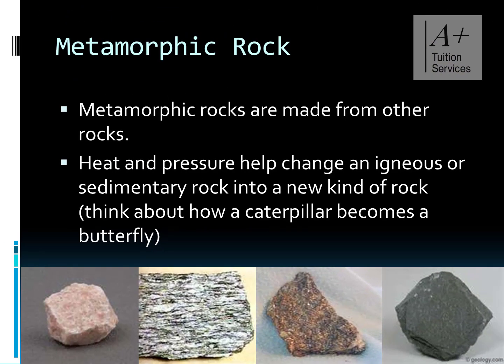Metamorphic rock, on the other hand, is not any specific type of rock by itself. Metamorphic rocks are made from other rocks due to different processes. So heat and pressure can help change an igneous or sedimentary rock into a new kind of rock. But we don't keep it as sedimentary or igneous rock because it changed its composition and features. We now call it a metamorphic rock. And metamorphic comes from the word metamorphosis, which means change. So think about how a caterpillar becomes a butterfly. This is the metamorphic stage of a caterpillar turning into a butterfly. It's the same way a rock can change with heat and pressure and become metamorphic.